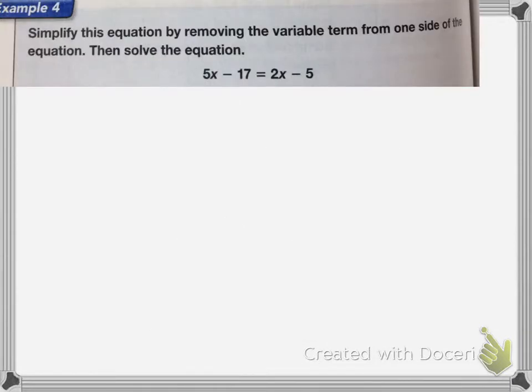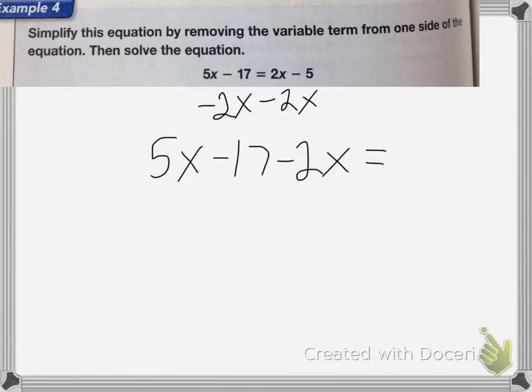On this one, simplify the equation by removing the variable term from one side of the equation. Then solve the equation. We have an x term on both sides of our equal sign. We may remove the x term from either side, but it's easier to remove the smaller term. So first we're going to subtract 2x from both sides. So I end up with 5x minus 17 minus 2x equals negative 5.